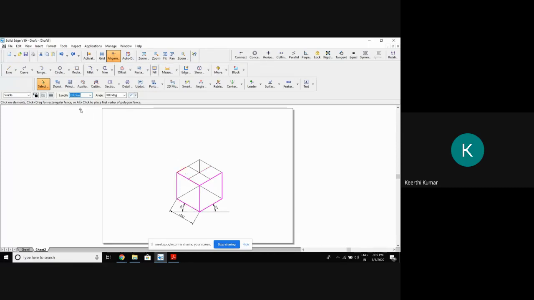With a thin line. Those lines should be thin. Yes, I am done. The cube of 50 mm is ready for me. Once it is done, please let me know. Till what I projected, you complete till there.